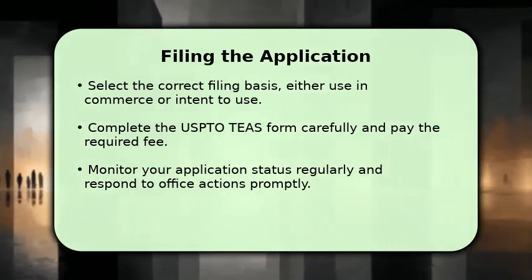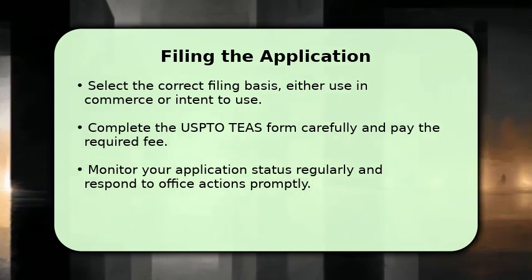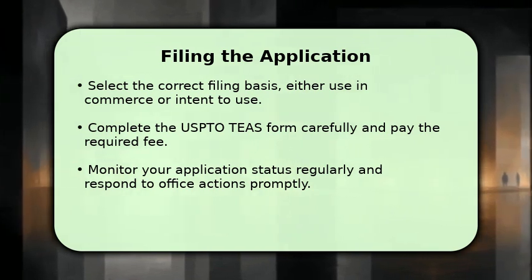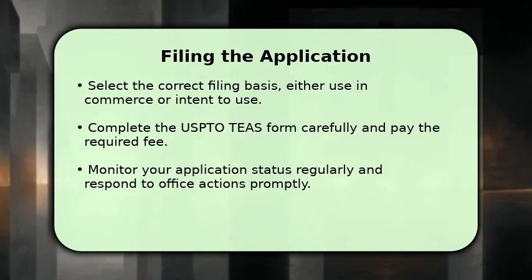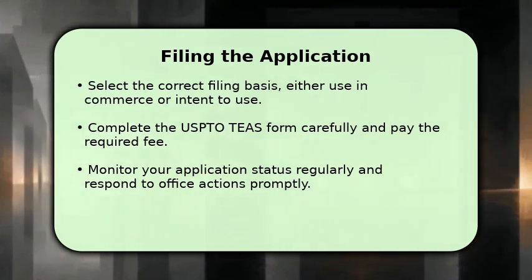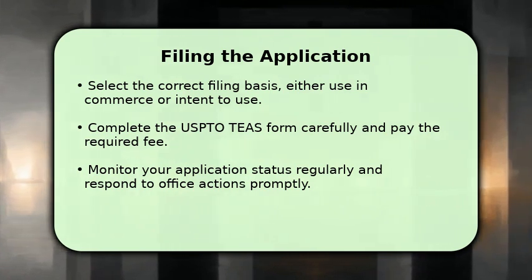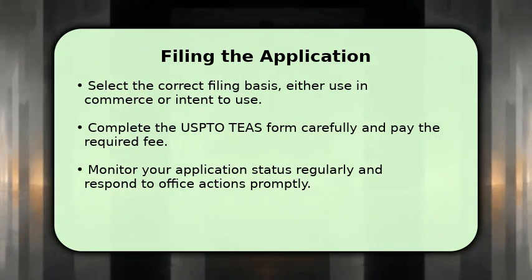Choose the proper filing basis and complete the TEAS form with accurate owner and goods or services descriptions. Pay the filing fee and file with clear specimens if filing on use in commerce. Watch your email and the trademark status and document retrieval system for updates, and prepare prompt, factual responses to any office actions to keep your application moving forward.